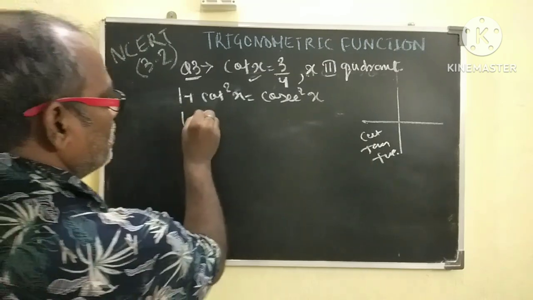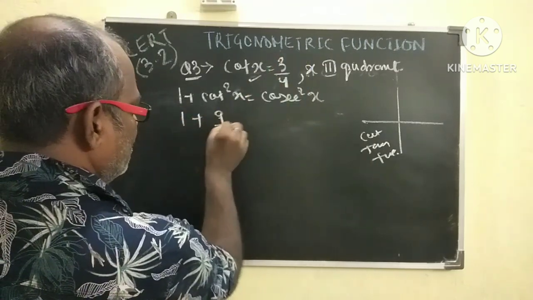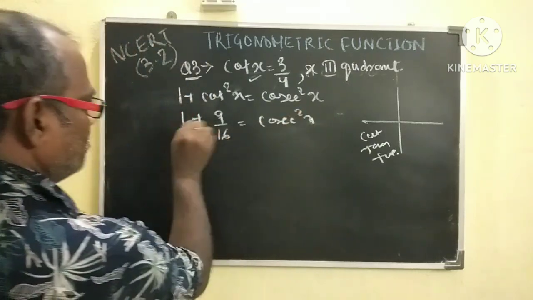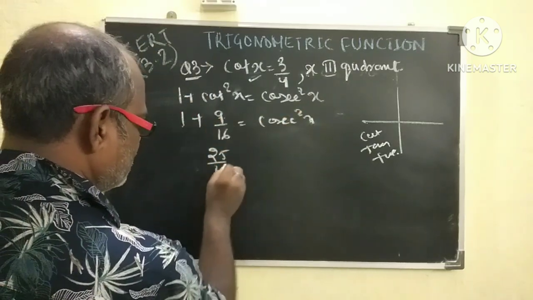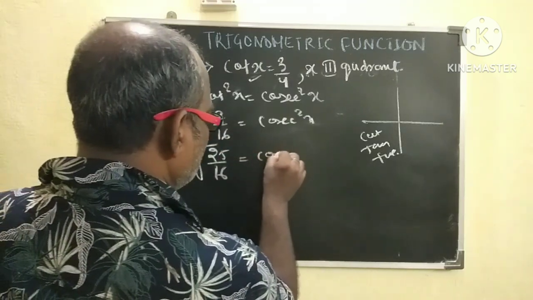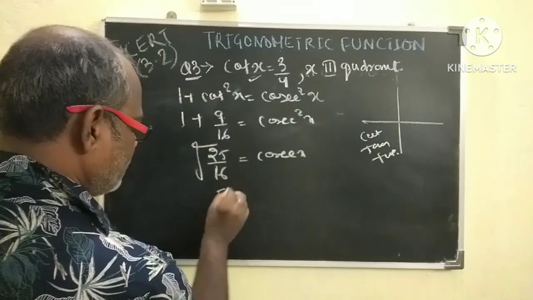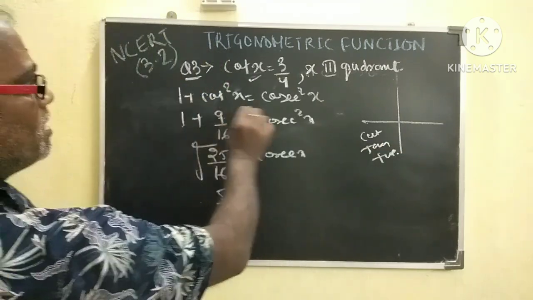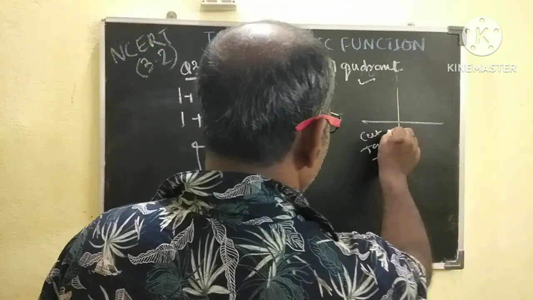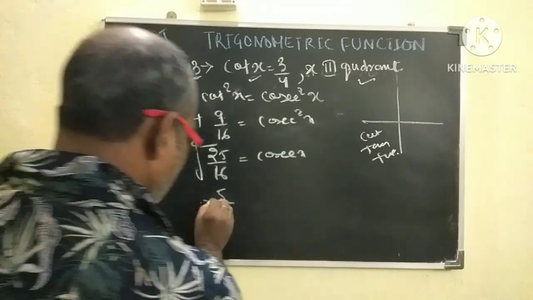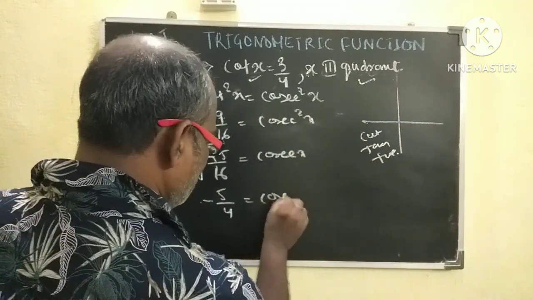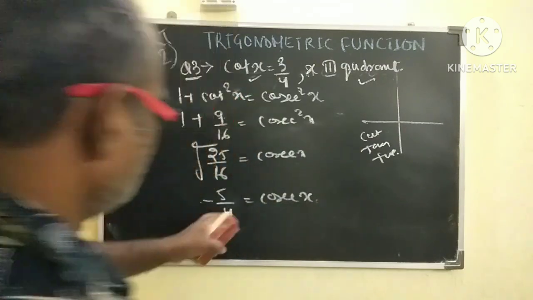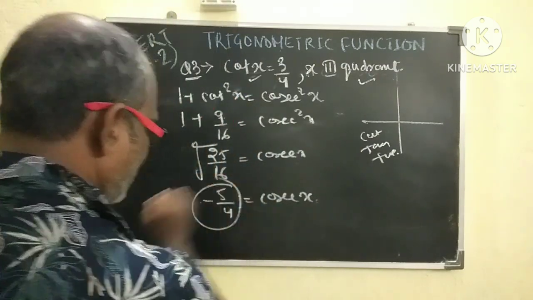So we can write down here 1 plus 3 square is 9, 9 by 16 equals cosecant square x. 16 plus 9 is 25 by 16, root over, equals cosecant x, that is 5 by 4, plus or minus, since this is in the third quadrant. In the third quadrant cosecant is minus, so minus 5 by 4 equals cosecant x. So now we got the values here. We got the cosecant x equals minus 5 by 4.